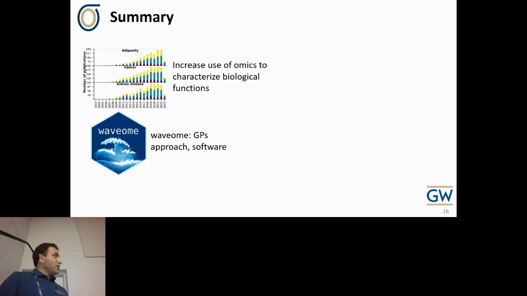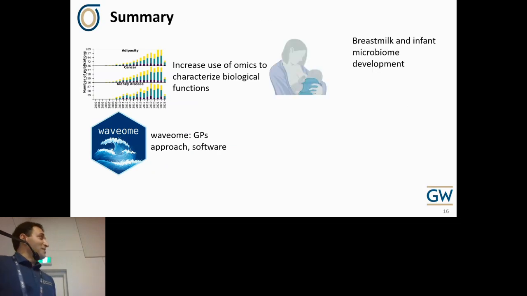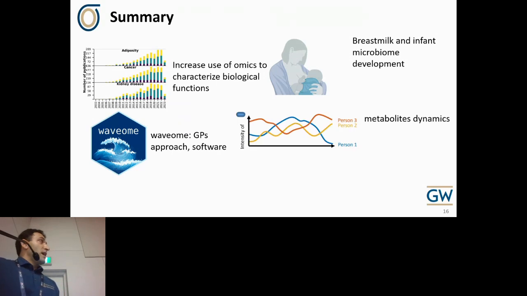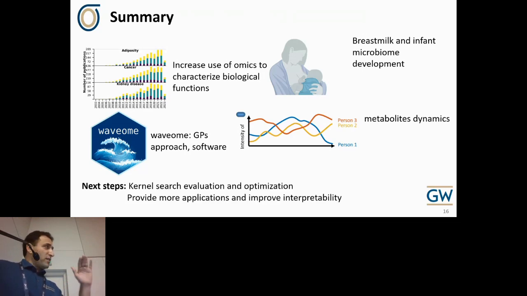So in summary, I showed that for metabolomics, there is a lot of interest. I showed the breast milk example, and the main core of this talk is waveome, a software that allows you to find the temporal dynamics in your data, and what explains them in terms of the information you have about your samples. And it's very useful software when you have a longitudinal study to find the biomarkers in your study. This work is stable. You can use this software, but we have some improvements from our end that we are adding. So we are making the kernel search more optimized.